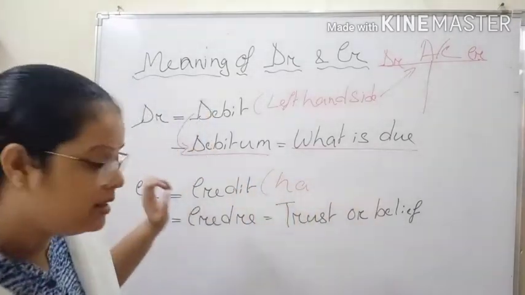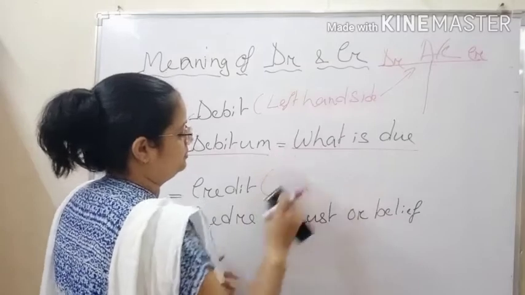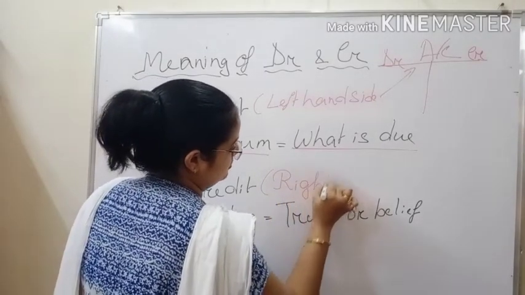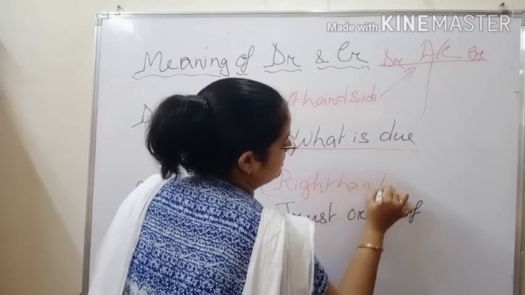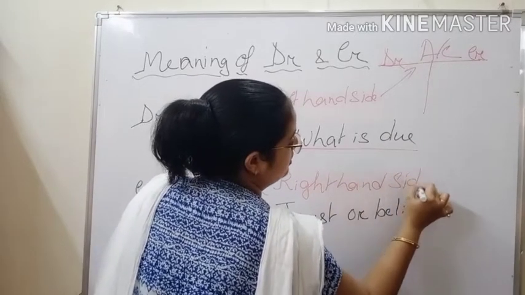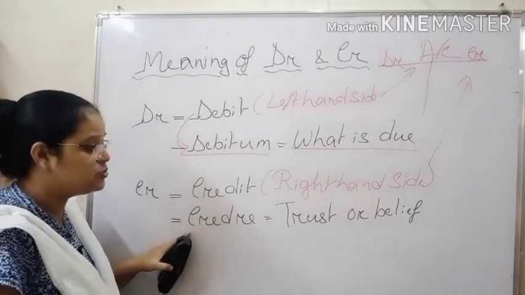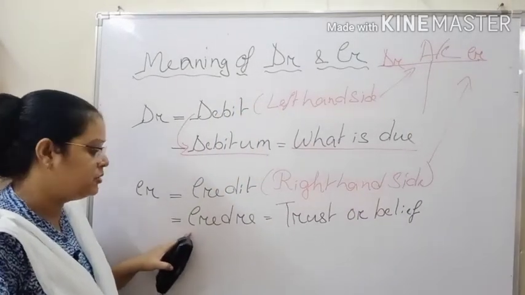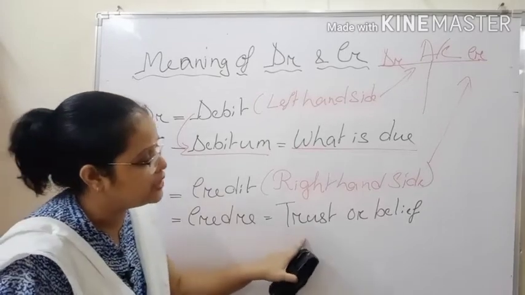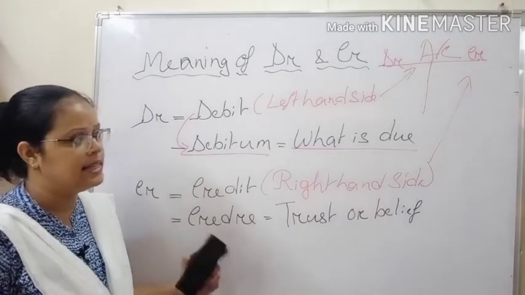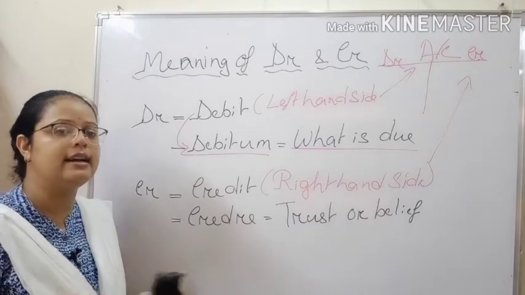an account, the right hand side of a particular account. Clear? This word also comes from the Latin word credere, and this means trust or belief. Clear? Buzi pala? Debit aru credit ki hoy? These are the directional signals.